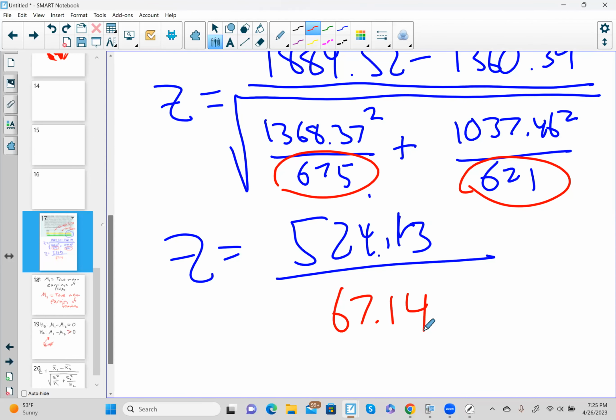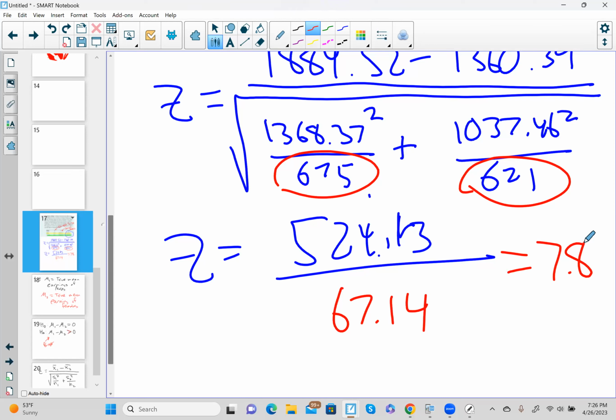So if I do 524.13 divided by 67.14, I end up getting 7.8. Okay. Now you probably know already that that is a really big z-score. In the previous question, if you remember, we had a z-score that was in the 4 range. And that was literally off the charts, right? This one's even further off the chart.